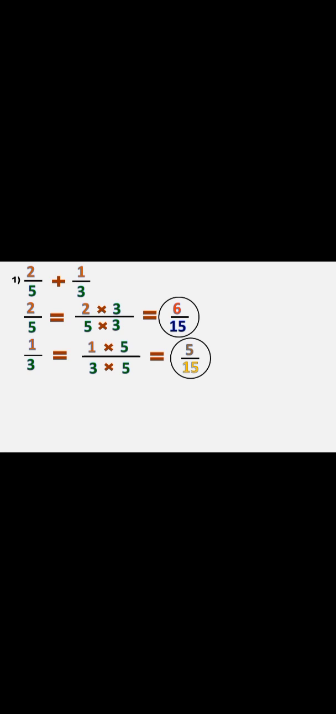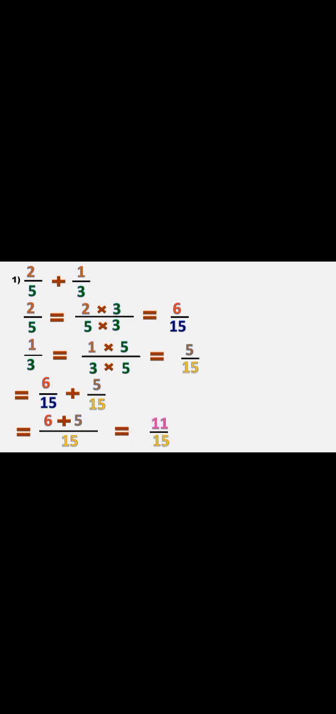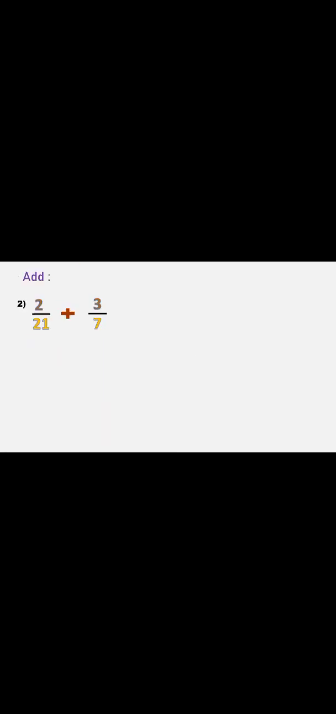Now you are going to add the like fractions. And what is our method to add like fractions? You just add the numerators, that is 6 plus 5. What is 6 plus 5? 6 plus 5 is nothing but 11. So 11 upon 15 is the final answer.